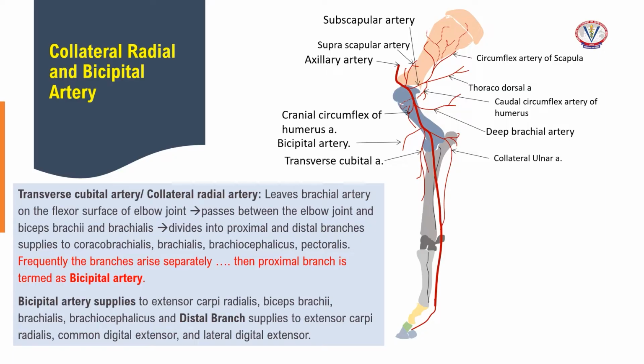and the pectorals. Frequently, the branches arise separately, and then the proximal branch is termed the bicipital artery and the distal one is known as the transverse cubital artery. The bicipital artery supplies the extensor carpi radialis, biceps brachii and brachiocephalicus muscles, and the distal branch supplies the extensor carpi radialis, common digital extensor and lateral digital extensors.